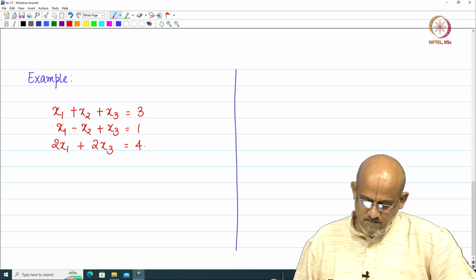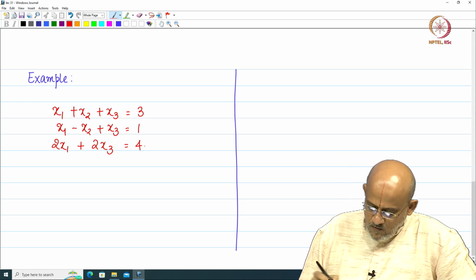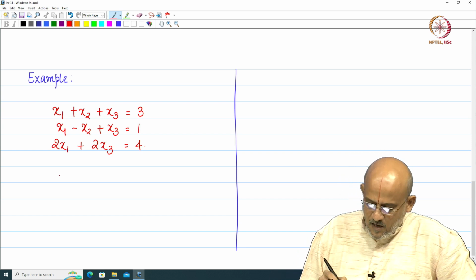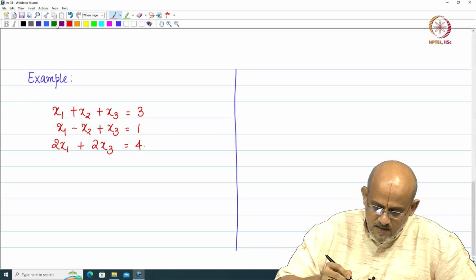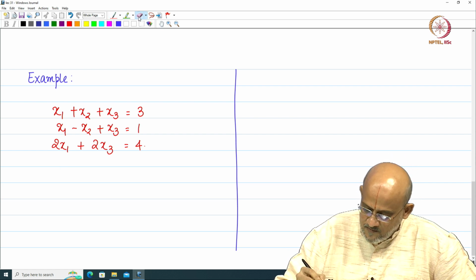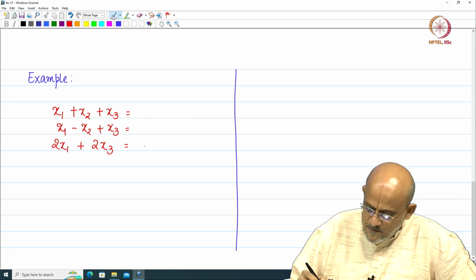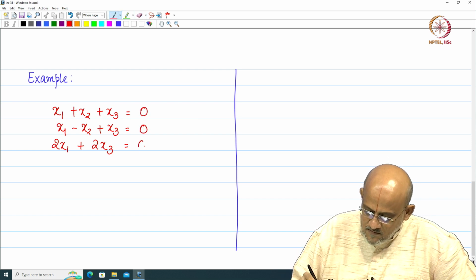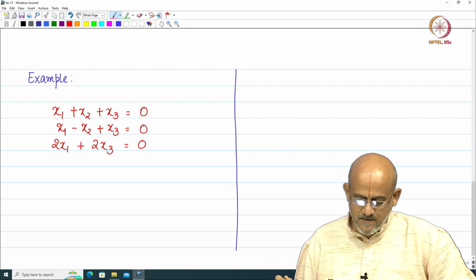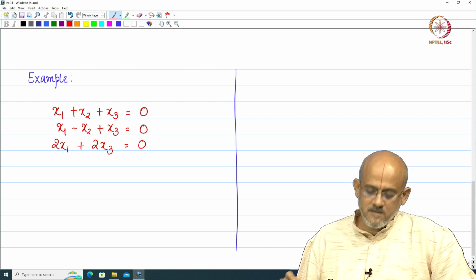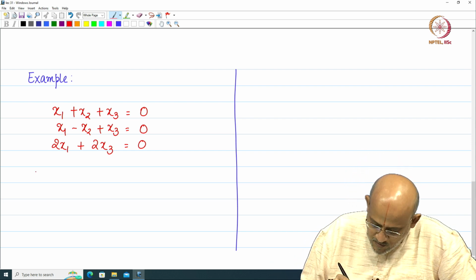Now, if we try to solve the system of equations, I should not have looked at 3, 1, 4. Instead, let us take all of them to be 0. We will come to the right hand side not being 0 at a later point of time. Let us see what is the solution to this system of equations. So, solve.